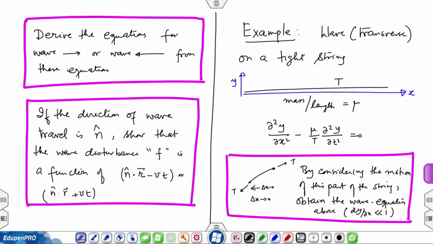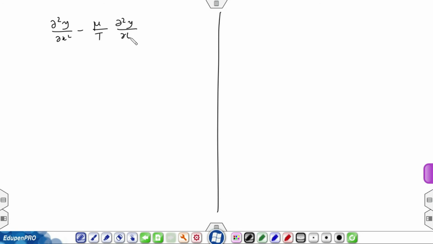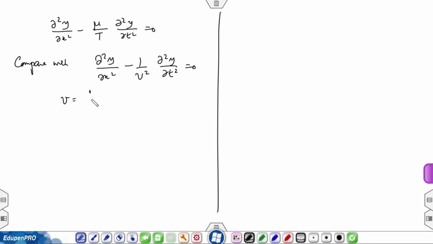So, given this, you can see that the string satisfies the equation d²y/dx² minus mu over T d²y/dt² equals 0. Compare with d²y/dx² minus 1 over v² d²y/dt² equals 0, and you get v equals square root of T over mu, a well known result.